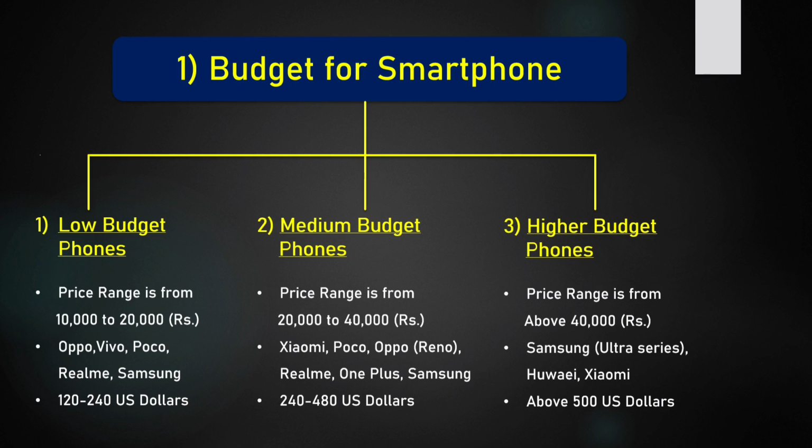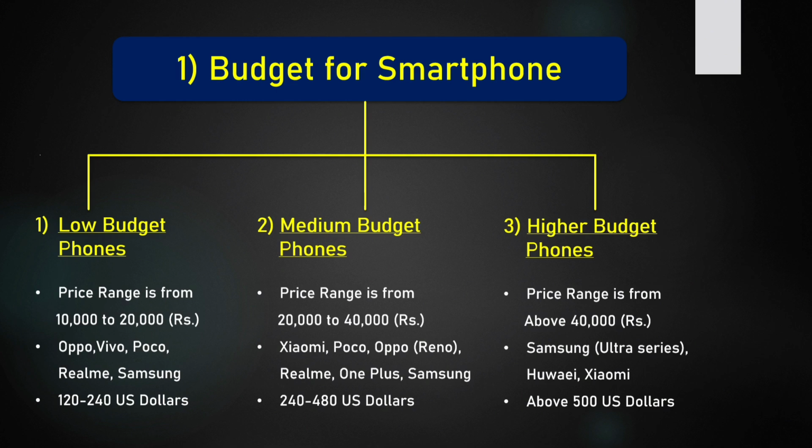The medium budget phones range from 20 to 40,000 rupees, which is equivalent to 240 to 480 US dollars. In this range you can buy phones like Xiaomi, Poco, Oppo, especially the Reno series, Realme, OnePlus, and Samsung Galaxy. Higher budget phones are above 40,000 rupees, or above about 500 US dollars. In this range you can buy Samsung Galaxy Ultra series phones like the S23 Ultra and S22 Ultra, and some premium phones from Xiaomi and Huawei.